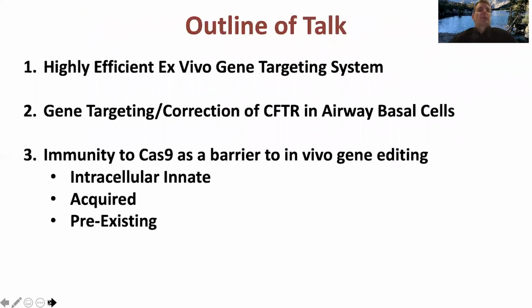So I'm going to first talk about the efficient ex vivo gene targeting system that we have developed and now utilize quite broadly, and then describe how we apply that to a gene targeting correction system of the cystic fibrosis transmembrane conductance regulator in primary human airway basal cells, the stem cells of the airway epithelium. And then conclude with part two of the talk about some of the issues of immunity to Cas9 as a barrier to in vivo editing, including intracellular innate immunity, the acquired immunity to Cas9 after it's delivered, and pre-existing immunity to Cas9 among healthy adults.